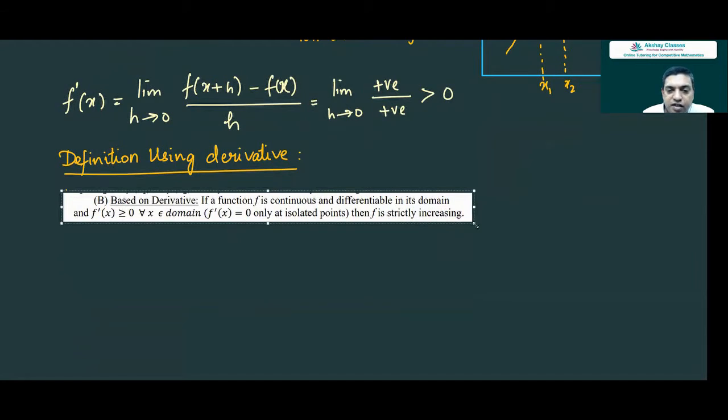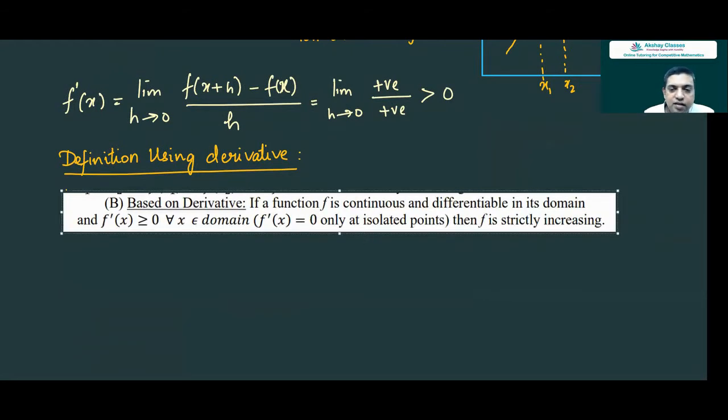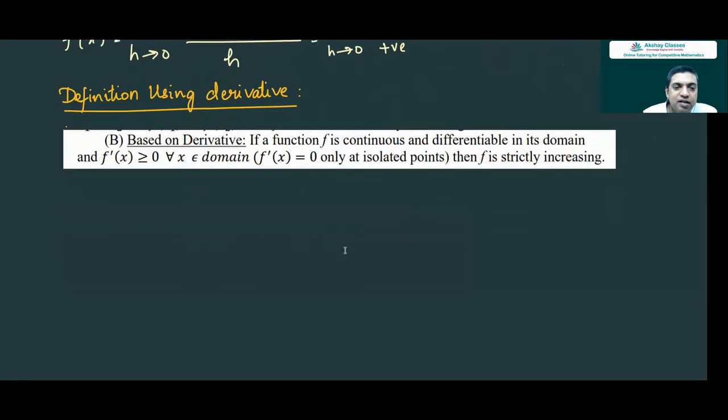So if a function is continuous and differentiable in its domain and f dash x is greater than or equal to 0 for all x belonging to the domain, and f dash x equal to 0 only at isolated points, then f is said to be strictly increasing. So we have seen here that f dash x greater than 0 means it's an increasing function, the slope.